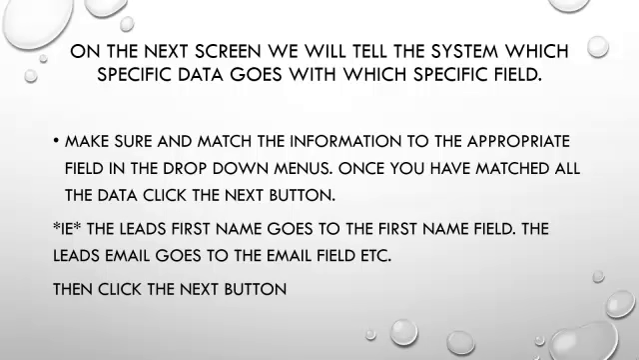For example, if the lead's first name is in the left-hand column, then on the drop-down menu on the right-hand column, you're going to want to set that to the field that's named first name. The lead's email in the left-hand column, you're going to want to make sure that's selected in the drop-down menu as the email field, etc. Again, once you've finished matching up the data, then you can just click on the next button.